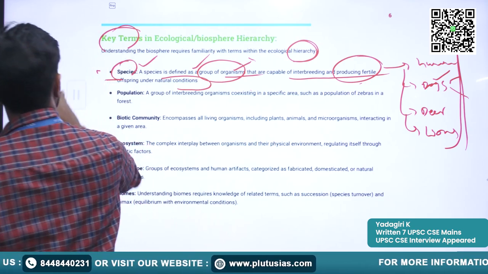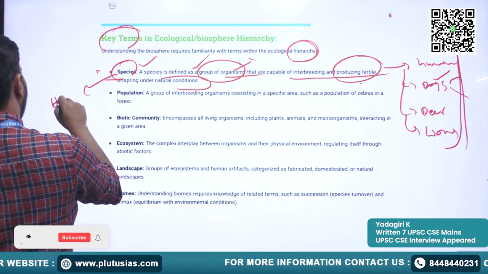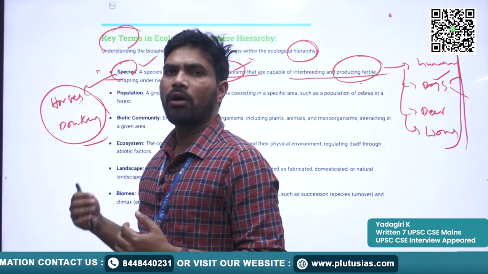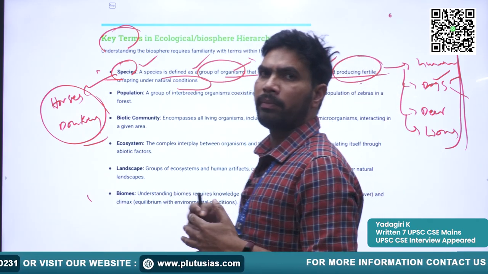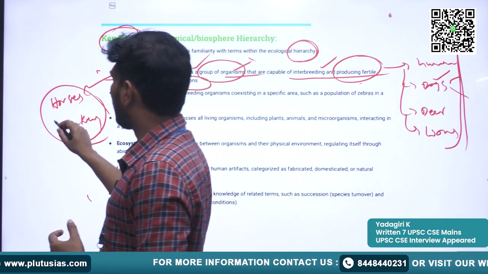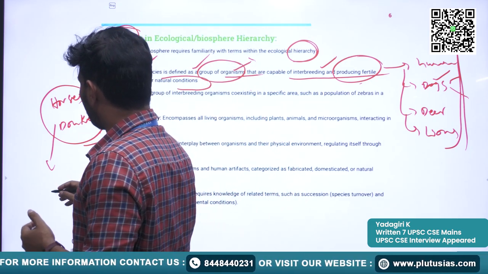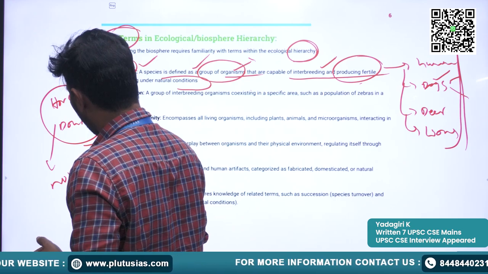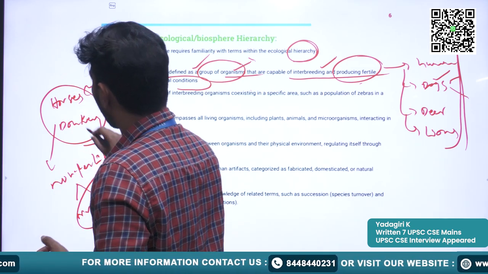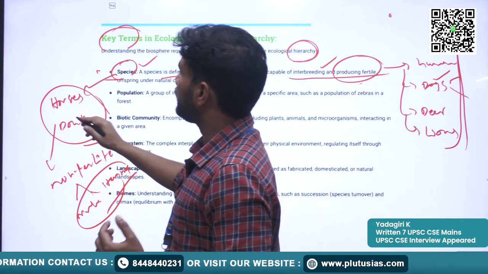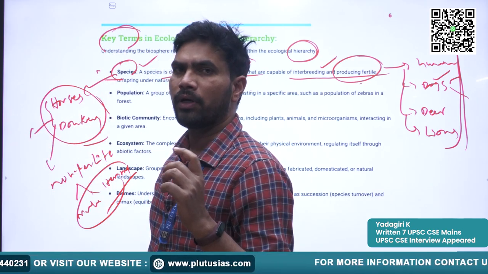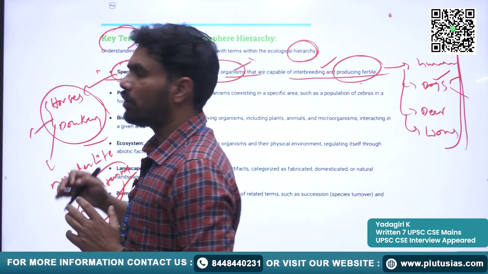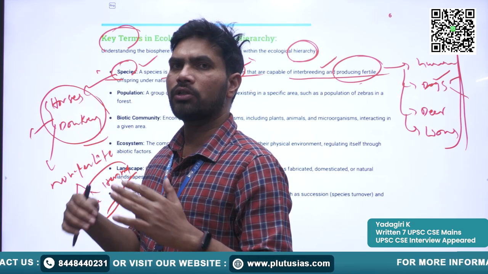So basically, the famous example about the species is horses and donkeys. These horses and donkeys can interbreed. I mean, they can produce an offspring. But that particular offspring, which comes from the interbreeding of these two species, is non-fertile. So we have the example of mule and hinny. These two animals have come because of the interbreeding of horses and donkeys. So the first condition to call them the same species is being fulfilled. They are interbreeding, but they are unable to produce a fertile offspring. Because of that reason, the horses and donkeys cannot constitute a single species. So they constitute different species.